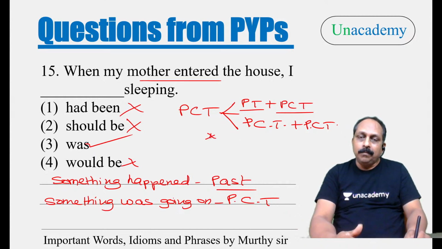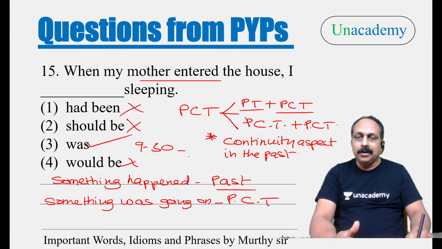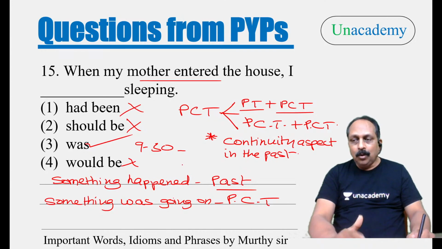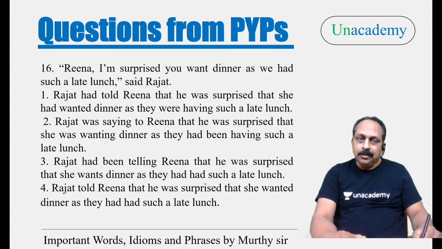What is the third use of past continuous tense? We use it to express the continuity aspect in the past. Imagine it started raining at 9:30 last night and till morning it rained. Then what do you say? It was raining the whole night. Yes, she was driving while I was studying. Correct. Now 16 to 20, they go with reported speech, indirect speech.